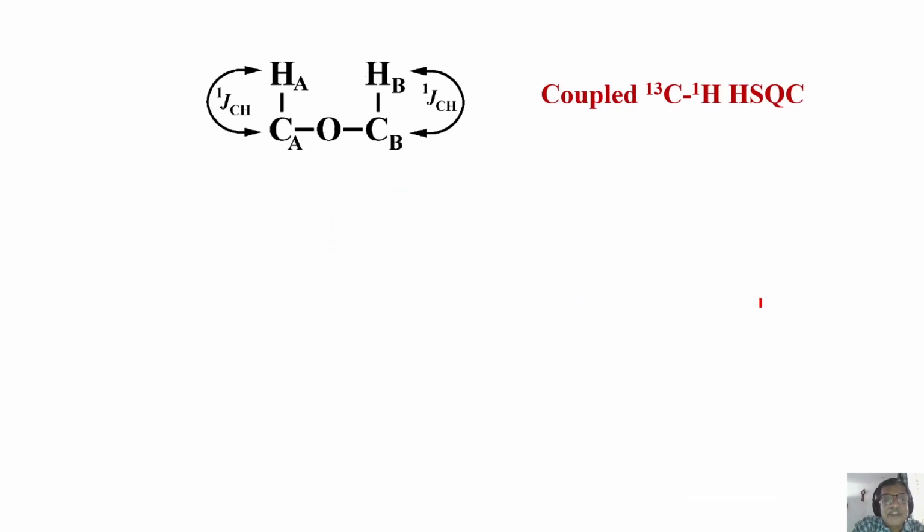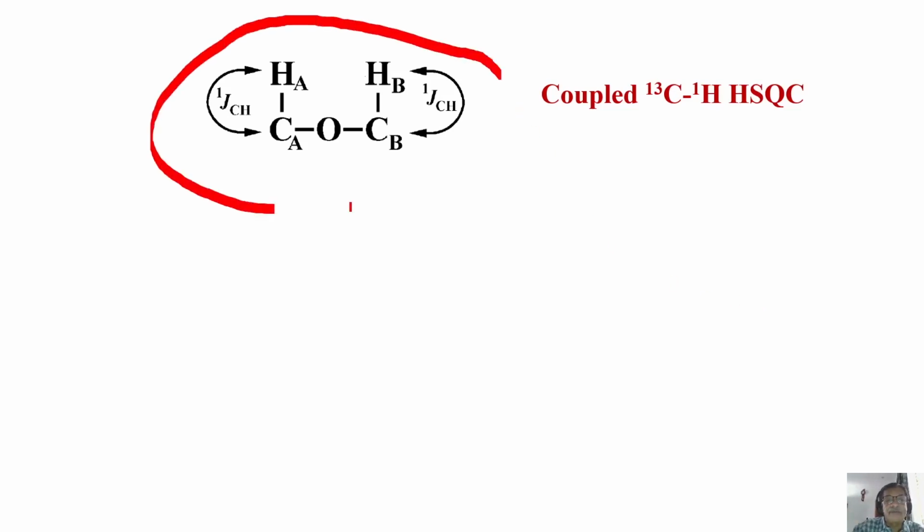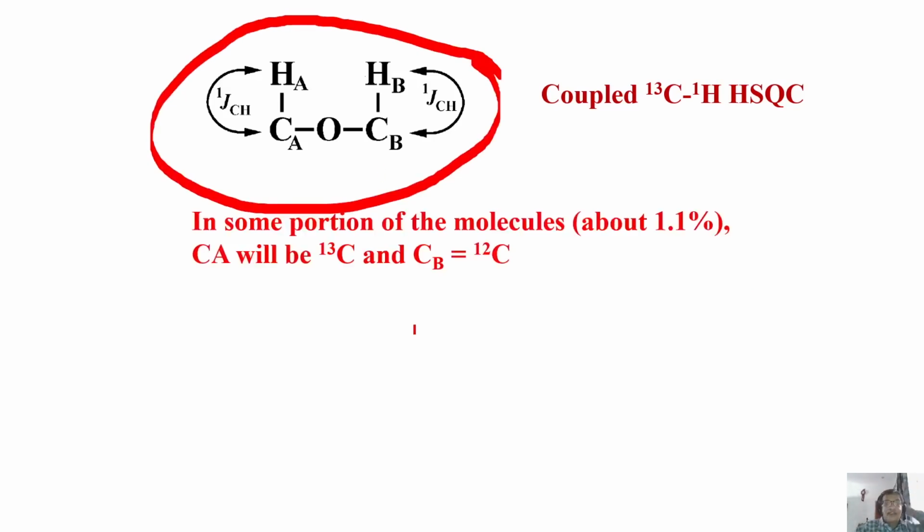Now, let us look at the carbon-13 proton HSQC spectrum. I consider a simple molecule like this. Now I will consider a situation because I have to look at the carbon-13. In this molecule, there are several isotopomers. In some portion of the molecule, let us say Ca will be in carbon-13 state. If Ca exists as carbon-13, then Cb will be carbon-12. Obviously, the joint probability of both of them existing as carbon-13 is very, very low. That we discussed already. In some of the molecules, that is one type of molecules we get. It is one type of isotopomers we call.